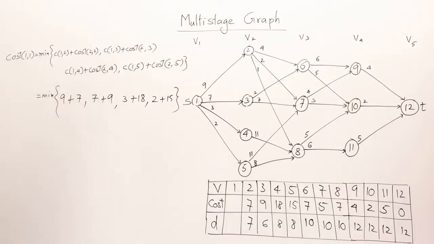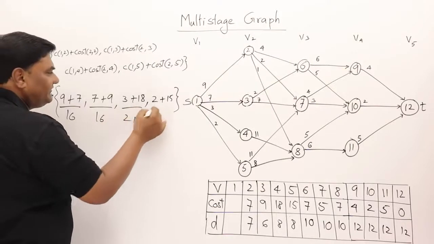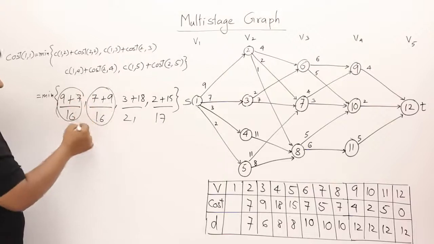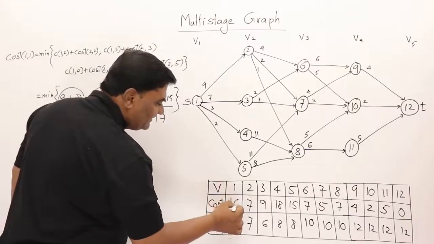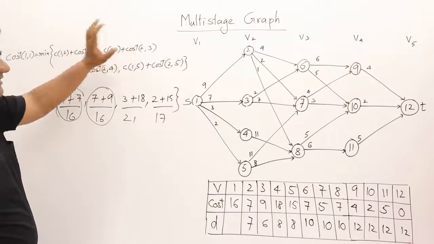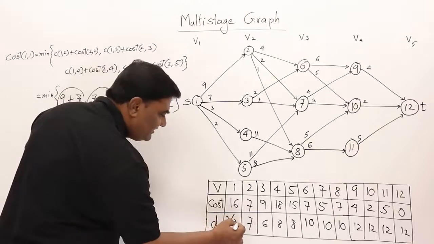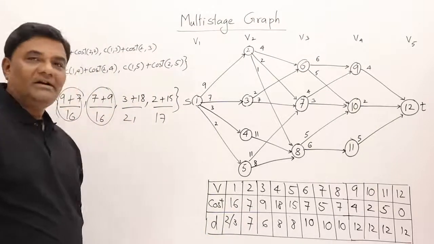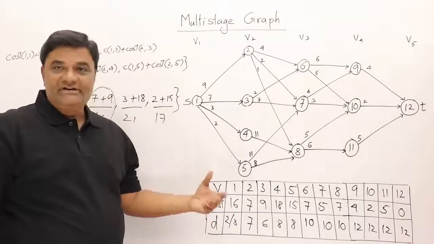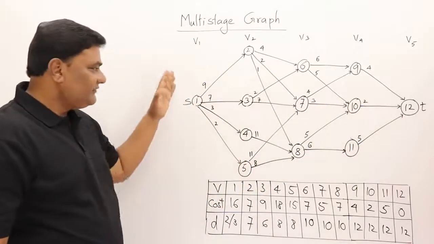Out of this, which one is smaller? This is 16, this is also 16, this is 21 and this is 17. So I got two answers that are same. So the answer is 16 only, but that is going via what? First was vertex 2 and second was vertex 3. Both are giving same result, so I'll write 2 or 3 here. I can take only one also, but I am writing both to see how the difference will be. Just like first filling the smaller values, then getting the answer for the larger value.